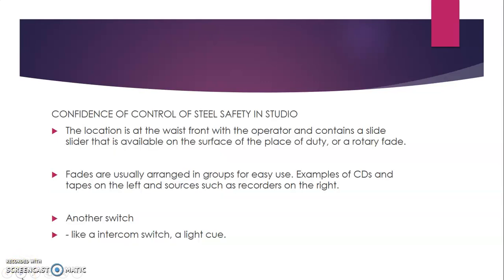Confidence control to stay safe in the studio. The location is with the operator and contains a slider available on the surface of the play duty, and also retrieves feeds. Feeds are normally arranged in a group for easy use, for example CDs and tape, and now we have digital and so on. We put sources such as recorders to the right. Another switch is like the intercom switch, like cue and so on.